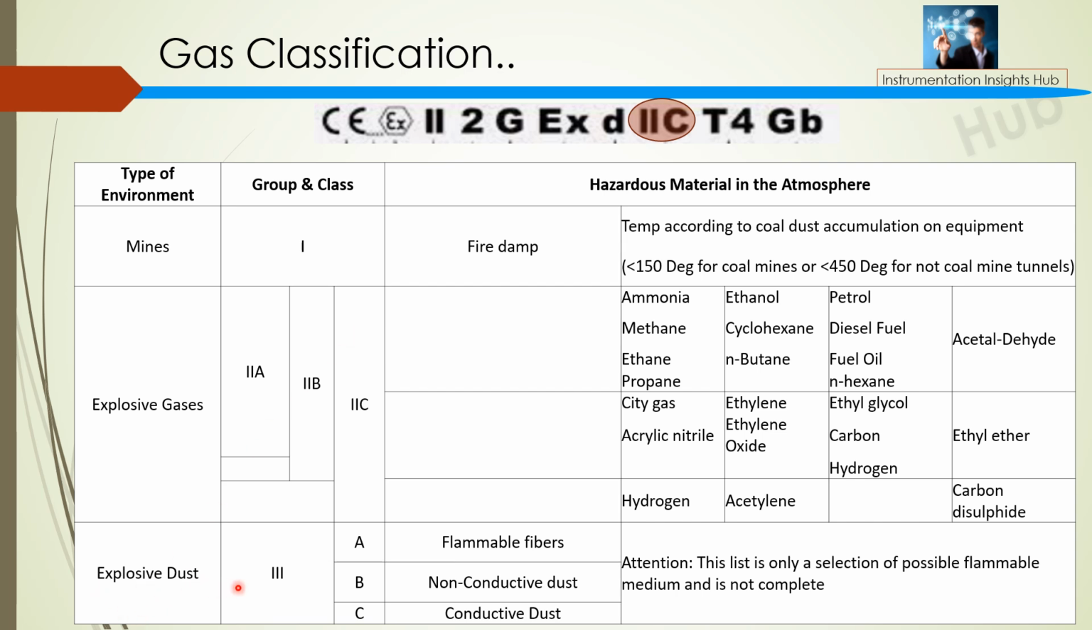So for explosive dust, there is 3A, 3B and 3C. The list is only a selection of possible flammable media and is not complete, right? So 2C means hydrogen and acetylene are available in the hazardous area.